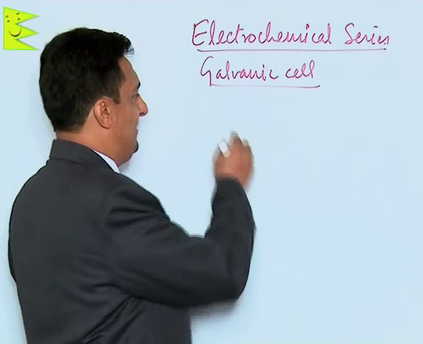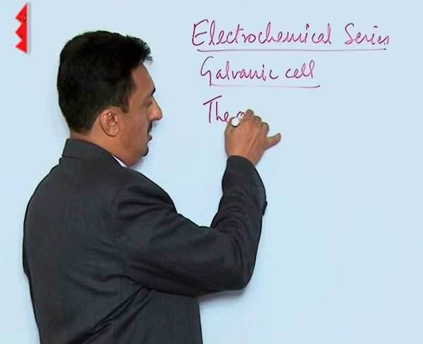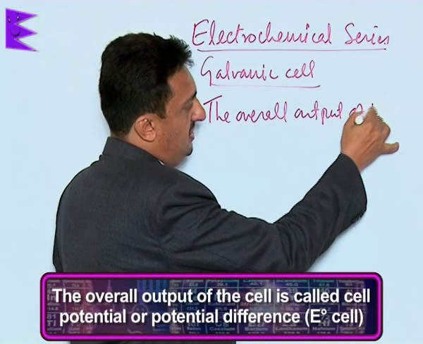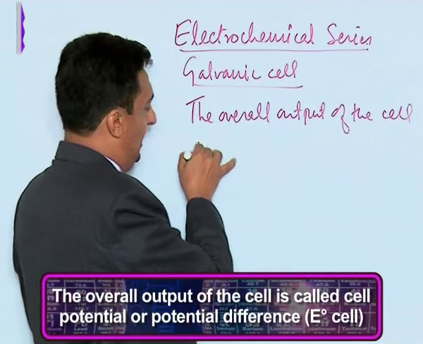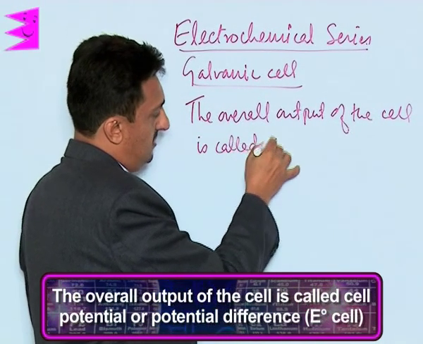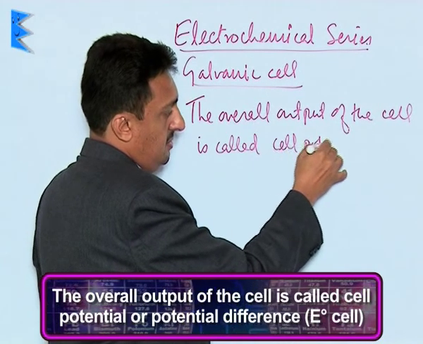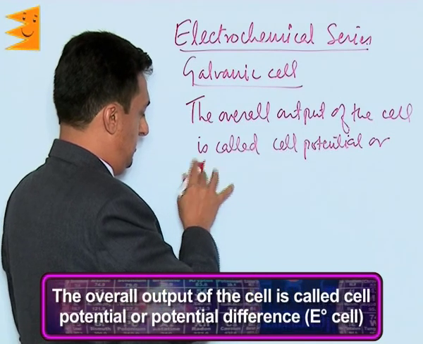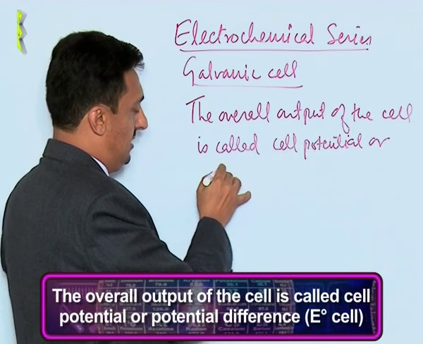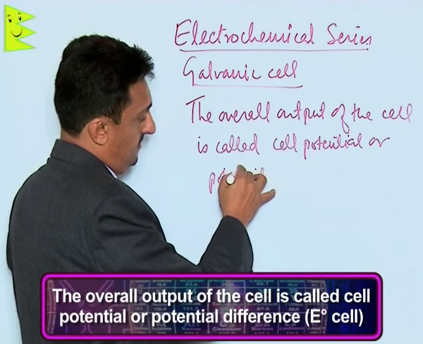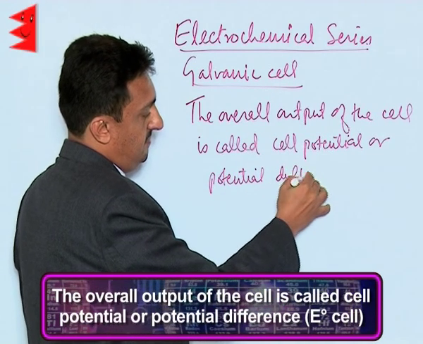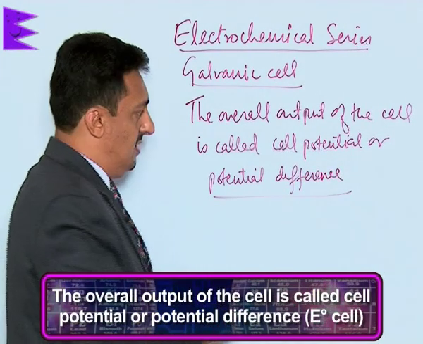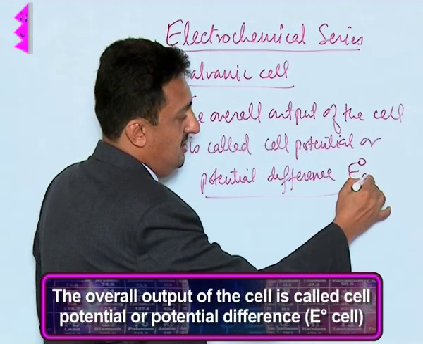Now in the galvanic cells, the overall output of the cell is called cell potential, or in simple language we can call it potential difference, whose symbol is E0 cell.